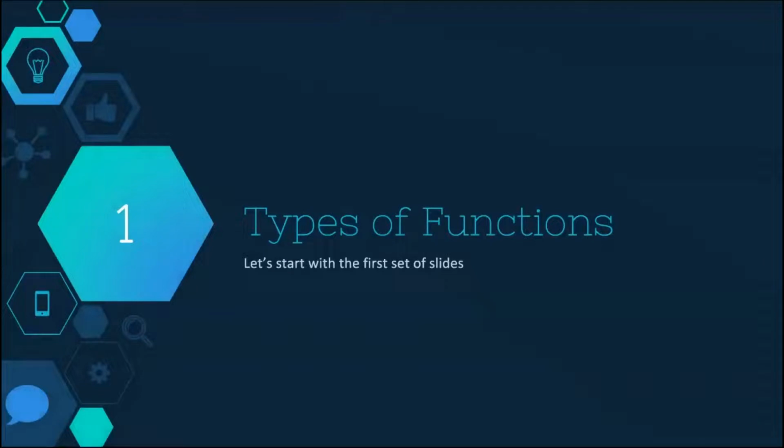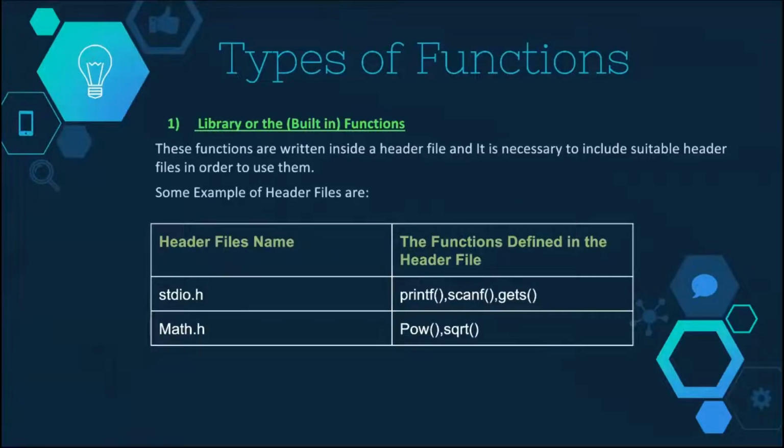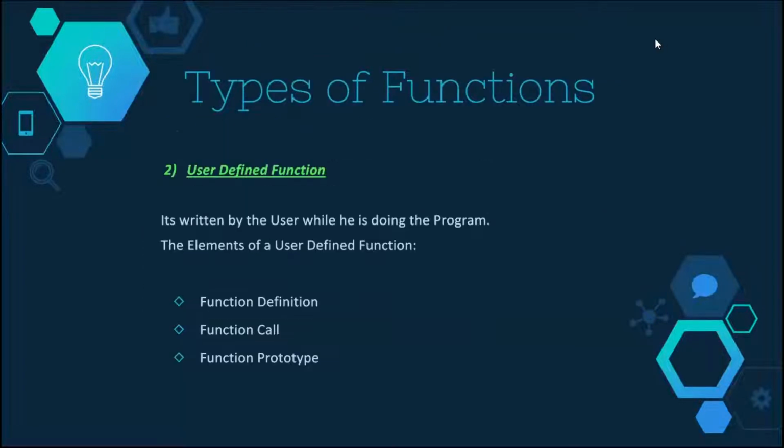So, types of functions. Let's start with the first set of slides. There are two types of functions. The first is library or built-in functions, which are written inside the header files. It's necessary to add the header files in the program to use the functions defined in them. Two examples are stdio.h and math.h. The stdio.h contains printf, scanf, gets, and math.h contains pow and square root.